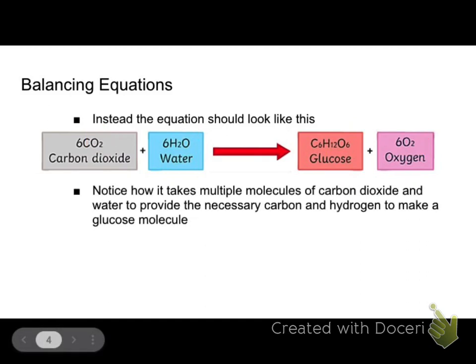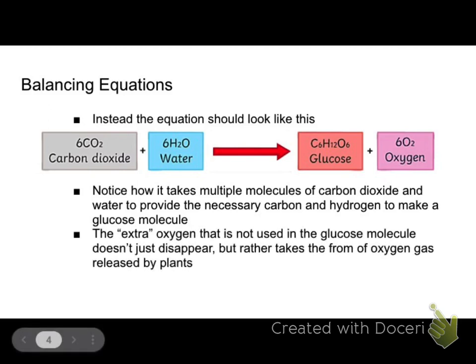There are no new ones made, and there are no leftovers. But you'll notice that it takes multiple molecules of carbon dioxide and multiple molecules of water to make just one molecule of glucose, and then those leftover or extra oxygen atoms that aren't used don't just disappear. This is the reason why photosynthesis not only produces sugar, but also produces oxygen as a gas that the plants release into the atmosphere and we are able to breathe.